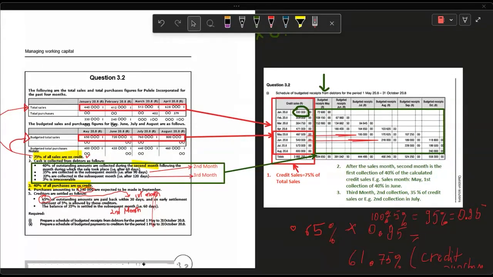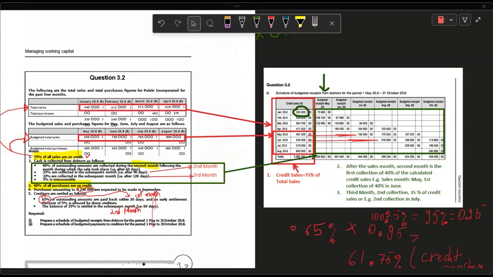Yes, so I can show it to you here. 487,000. Is it for May? What is the credit sales? We calculated it. The credit sales, you see, we took May. May was, okay, let me start in case somebody is struggling. 600, and this was the total sales budgeted. We budgeted that we're going to get this money.